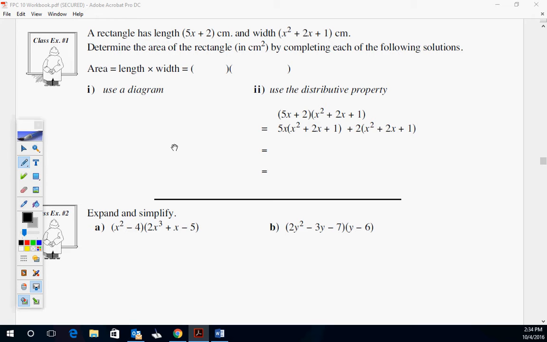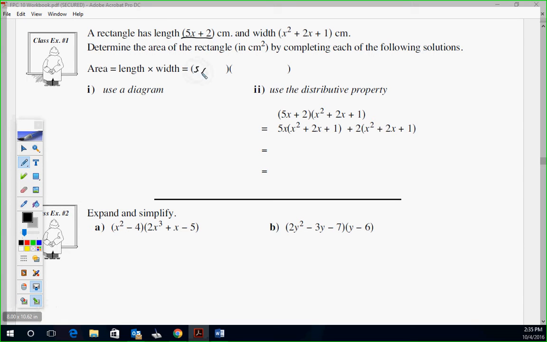A rectangle has a length of 5x plus 2 and a width of x squared plus 2x plus 1. It's given you an expression for length and width. A rectangle's area is length times width, so you simply take what you're told, even though it's not a number, and multiply those to figure out the area expression. You're not going to get 7 or 80. You're going to get an expression equivalent to the area.